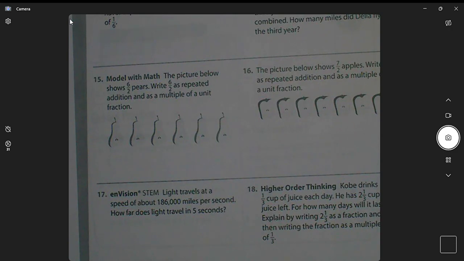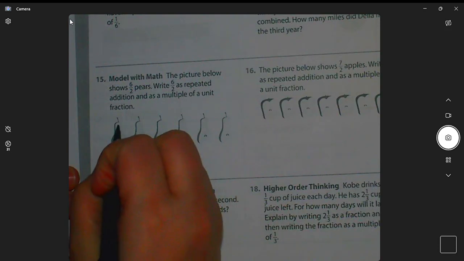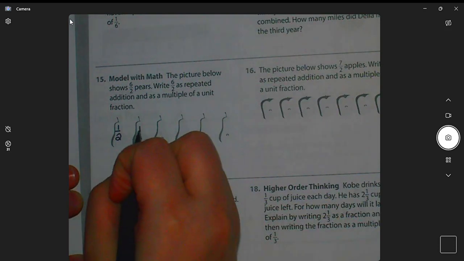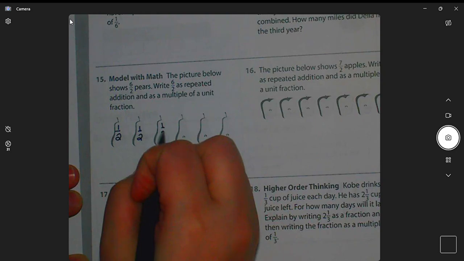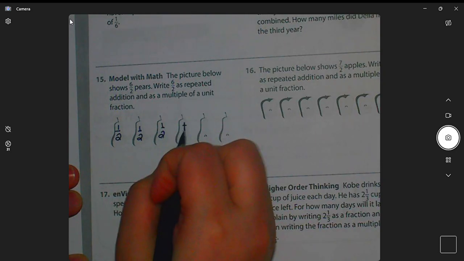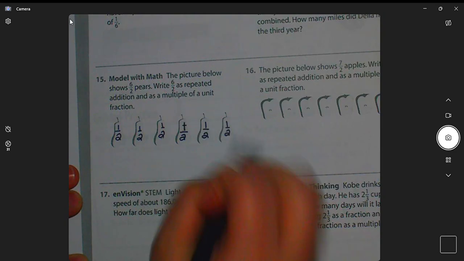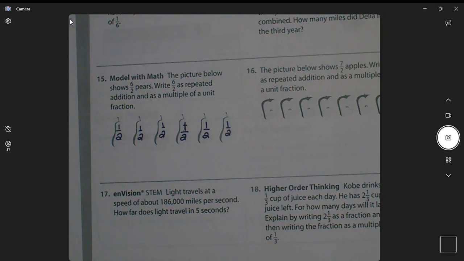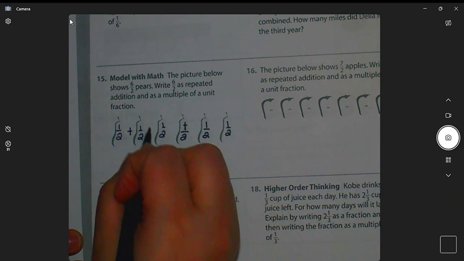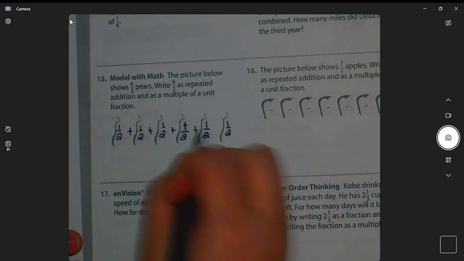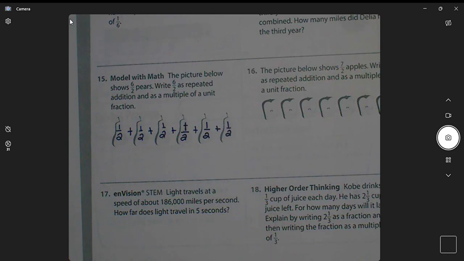So first off, I'm going to label them, and I'm going to write right on top of those pairs. 1/2, 1/2, 1/2, 1/2, 1/2, 1/2. When I use repeated addition, it's the same as saying 1/2 plus 1/2 plus 1/2 plus 1/2 plus 1/2 plus 1/2 plus 1/2. So I can go in between these pairs, since I've labeled my pairs, and I can write addition signs.